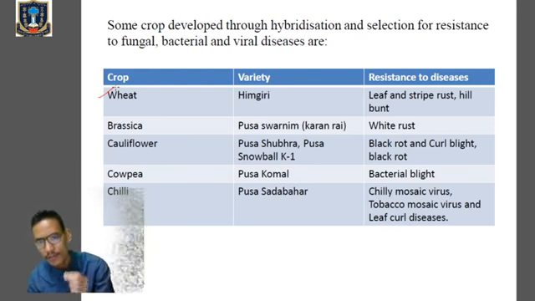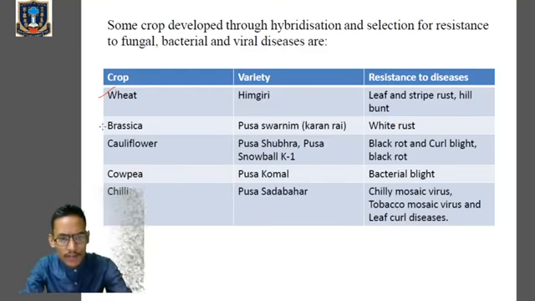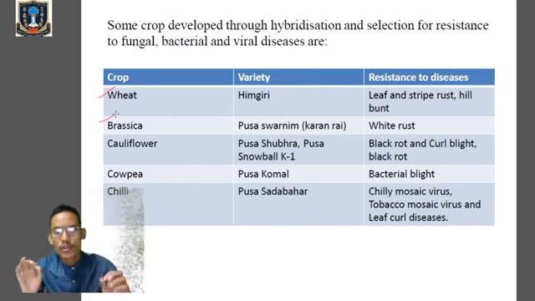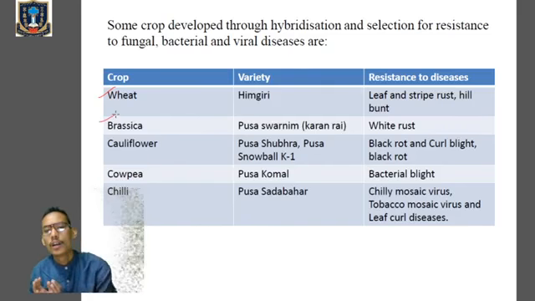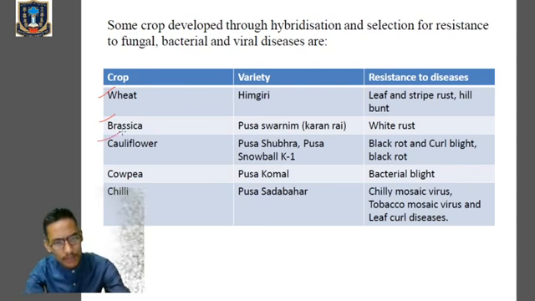Resistant to disease is leaf and stripe rust and hill bunt. Number 2, brassica. The variety is Pusa Swarnim. Resistant disease is white rust. Then we have cauliflower. Variety Pusa Shubhra and Pusa Snowball K1. Resistance: black rot and curl blight and black rot.